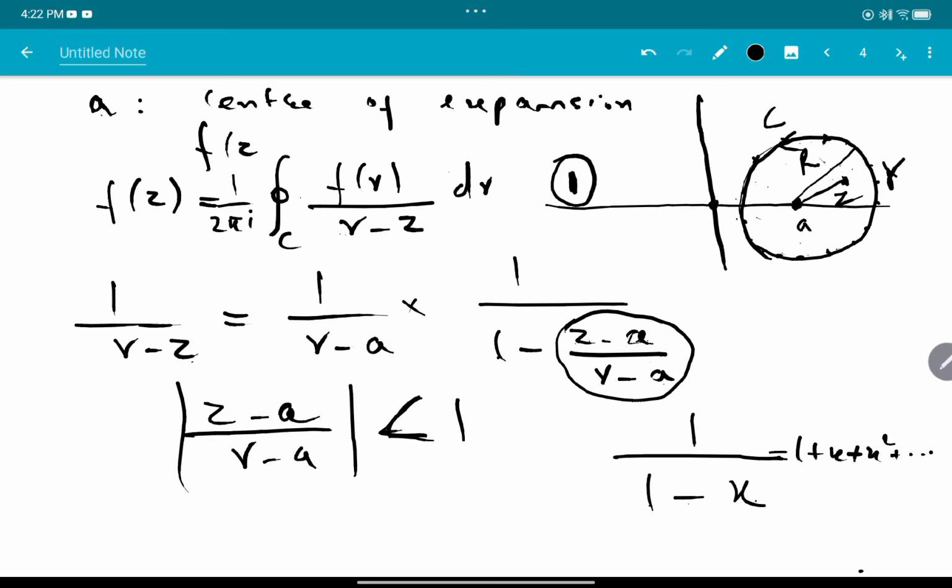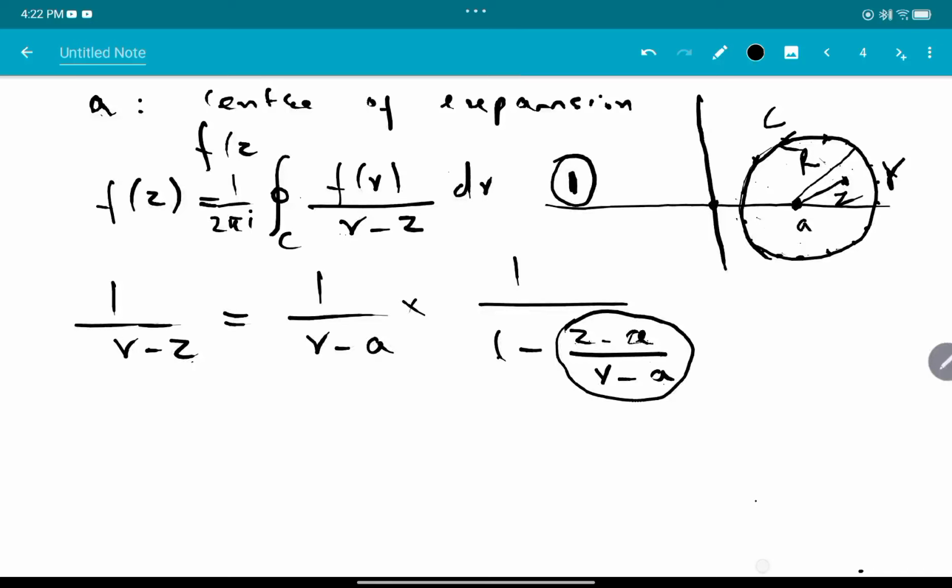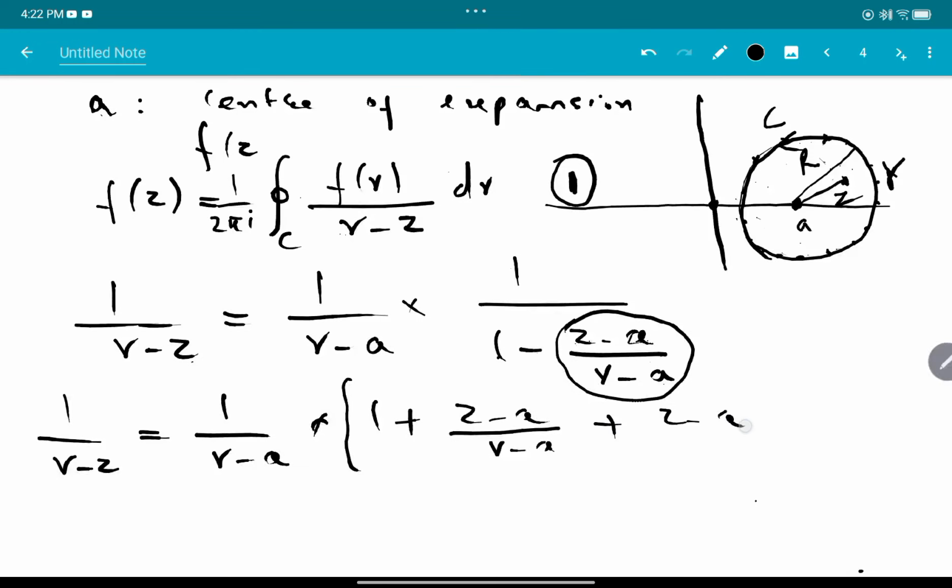Now, having said that, let's do that. Since there is space, we can do it here. So let us do it. We have 1 by gamma minus z is equal to, you have to keep this thing as it is, 1 by gamma minus a, then 1 divided by 1 minus x. X is this, so its value is equal to, you can see yourself, 1 plus x, where x is z minus a divided by gamma minus a. Then x square, z minus a divided by gamma minus a whole square, plus and so on.